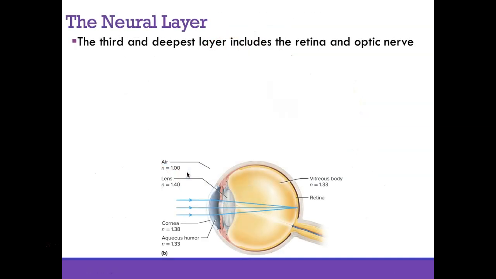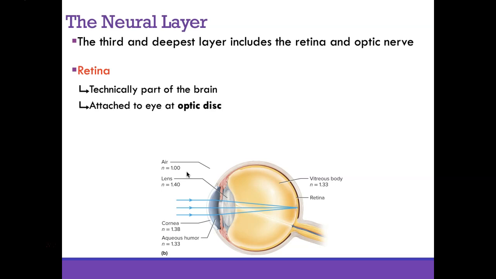Now we'll go to the third and deepest layer, called the neural layer. And the neural layer is what includes the retina and the optic nerve. So the conversion of light energy into action potentials occurs in the retina. And it's technically part of the brain. It is attached to the eye at the optic disc. So the optic disc over here is the exit of the optic nerve. So the optic disc is where the retina is attached to the optic nerve, which is right over here.